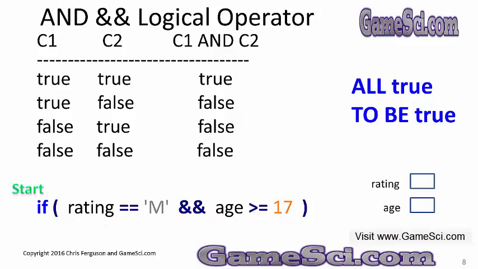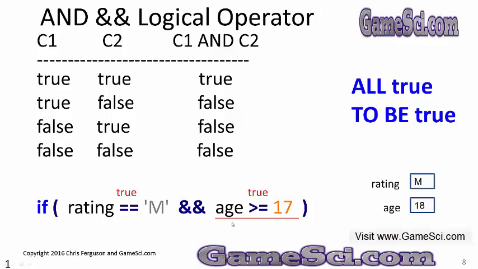So looking at the AND logical operator, let's see how it works by tracing the code. You can see I built a much more complex if statement here by tying together 2 relational operators with an AND. Let's see how it works. Let's put the value of M in the rating variable and the value of 18 in the age variable. When I evaluate rating equal M, the equality operator here says M matches M. This is very much a true statement.